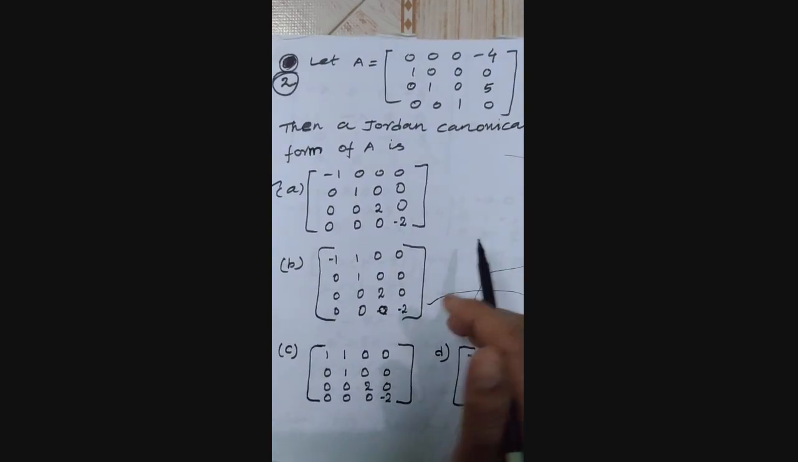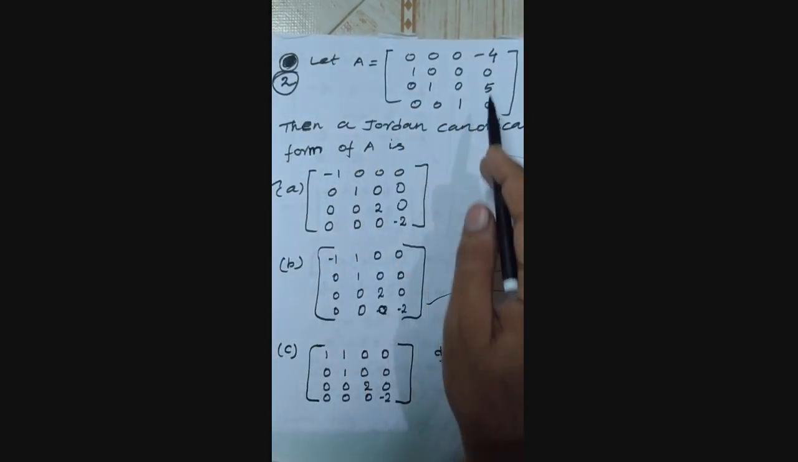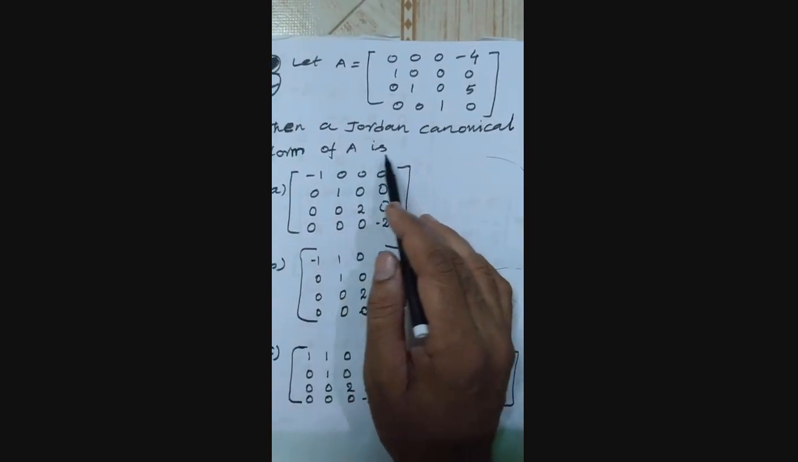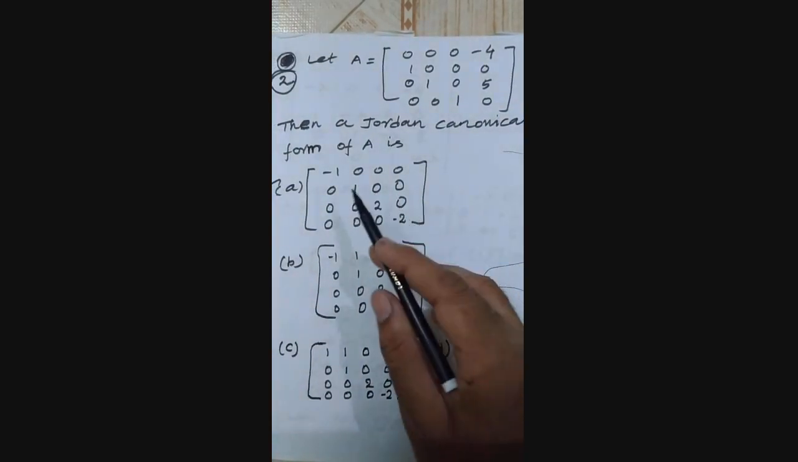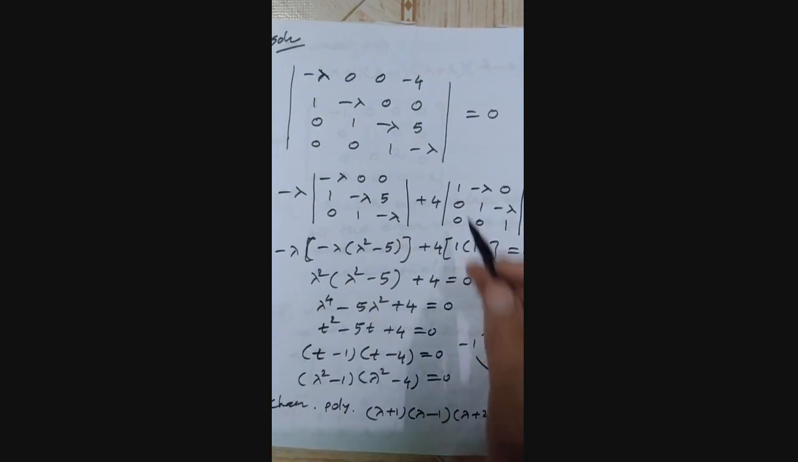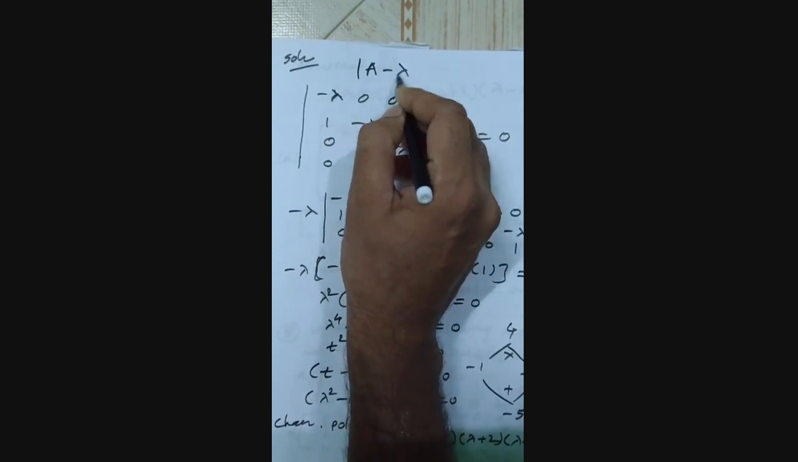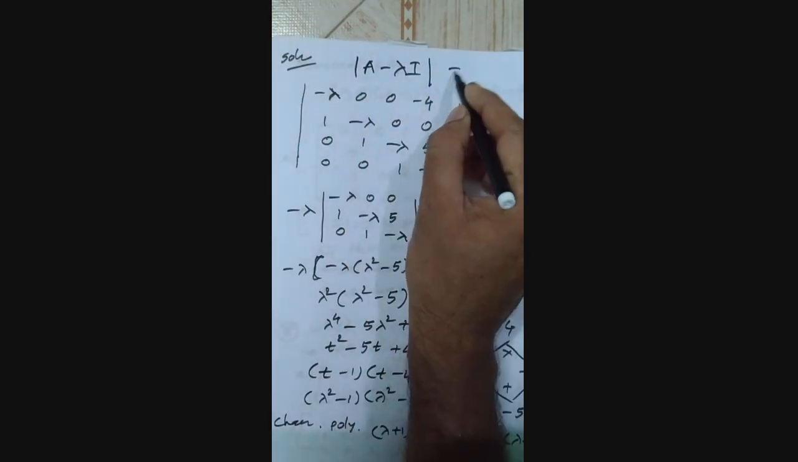Next, in the second problem, let A be the given matrix. Then a Jordan canonical form of A is, the four options are given: option A, option B, option C and option D. So first we are going to find the characteristic polynomial using this method, that is, determinant of A minus lambda I equal to 0. From this we find the characteristic polynomial.